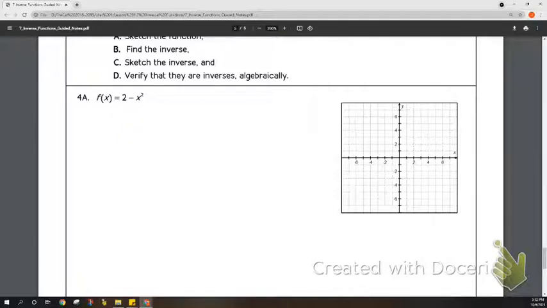Alright, so let's graph this function. So it says f of x equals 2 minus x squared. Well, it's a little different than we're used to seeing. We usually see the numbers that are separated at the end. So we can rewrite this as negative x squared plus 2 to help us graph it. So we know that our parent function then is x squared. So I'm going to go grab my parent table for x squared.